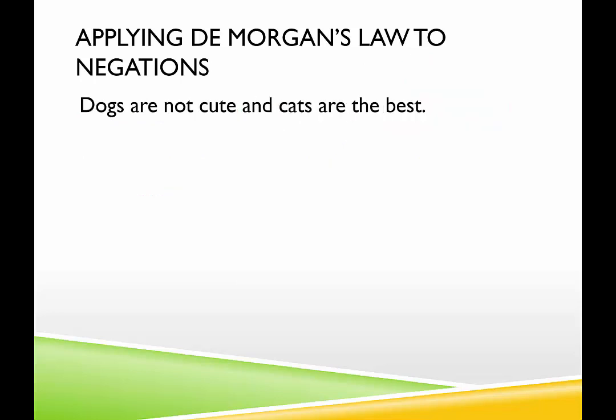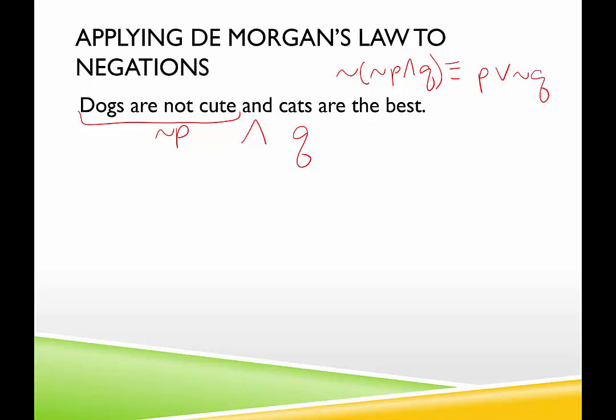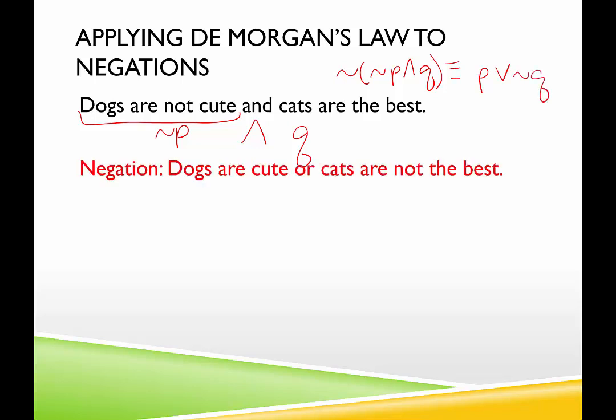Sneaky stuff. And the last example, dogs are not cute. So that is a negation. That is not P. And cats are the best, Q. So we want to negate not P and Q. Not P is P. The negation of the conjunction is the disjunction, and the negation of Q is not Q. So dogs are cute, or cats are not the best. These have been examples of applying De Morgan's Law.